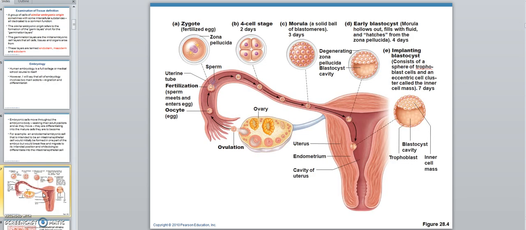Now, the embryonic period in a human is the first 8 weeks. So after that first 8 weeks, until you deliver, it is a fetus. Now, I'm just going to give you a little flavoring on this.